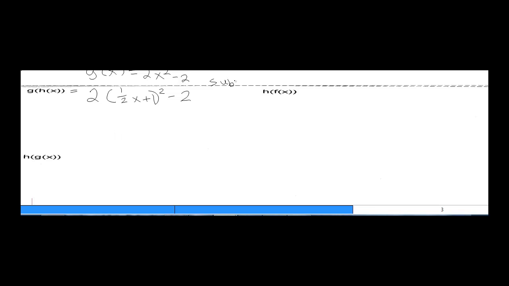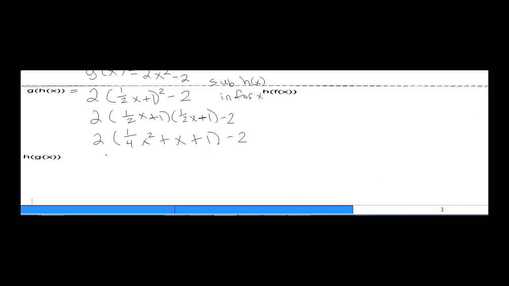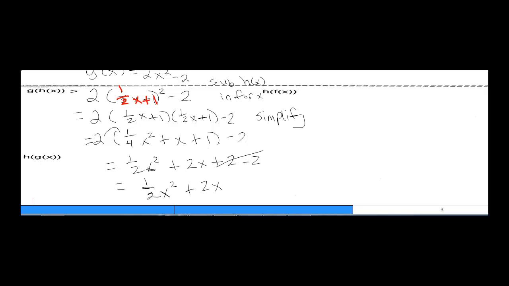So we're substituting h of x in for x. Now we just need to solve this problem. Now multiply through by 2, and we get 1/2 x squared plus 2x plus 2 minus 2. Now just combine like terms, and our answer is 1/2 x squared plus 2x. Let's look at another example.